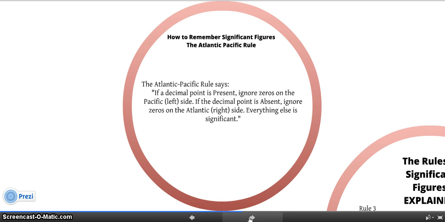Now here's a fun rule called the Atlantic Pacific Rule so that we can remember how significant figures work. The Atlantic Pacific Rule says, if a decimal point is present, ignore zeros on the Pacific side. If the decimal point is absent, ignore zeros on the Atlantic side. Everything else is significant.